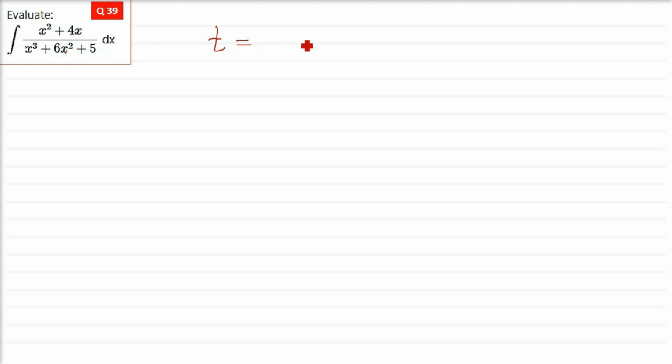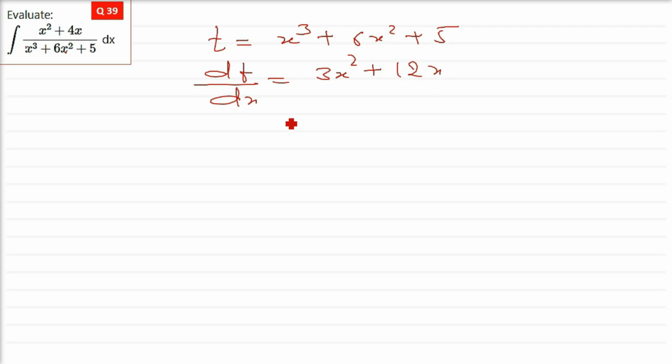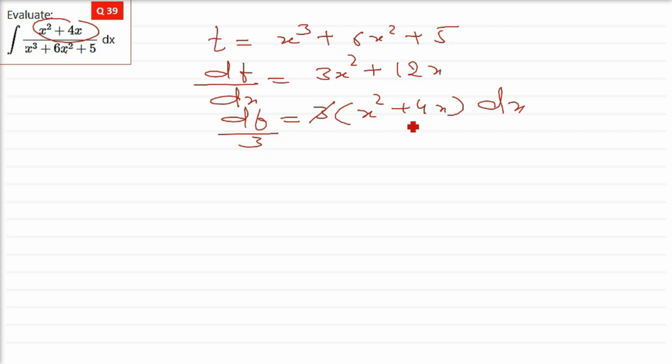I am suggesting take t equals x cube plus 6x square plus 5, and then dt by dx will be 3x square plus 12x, and when you take this 3 as common, x square plus 4x will come. So dx can go on the right. This will be dt by 3. You can bring this 3 down here on the left. So x square plus 4x dx is already in the numerator. This is dt by 3.